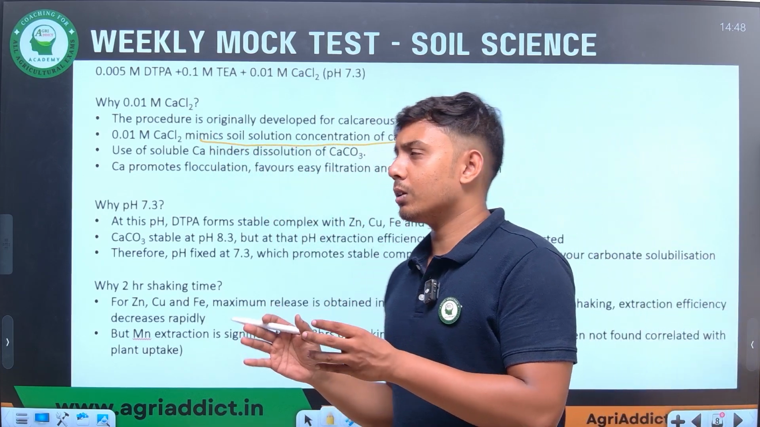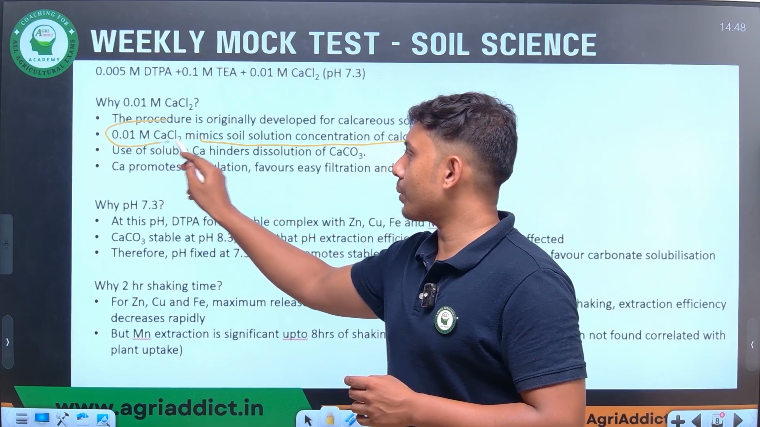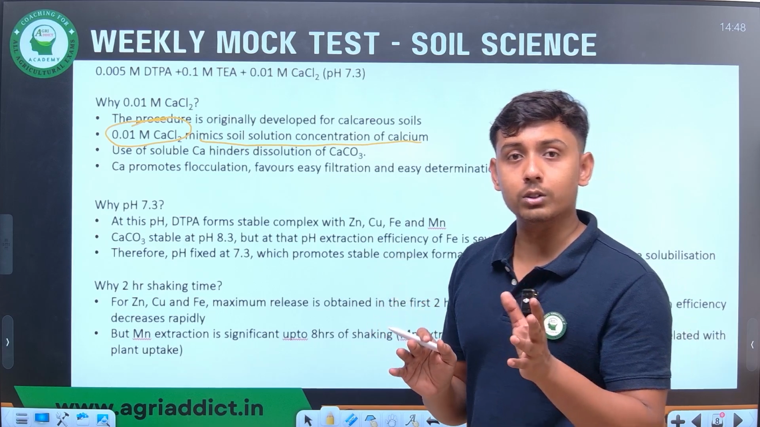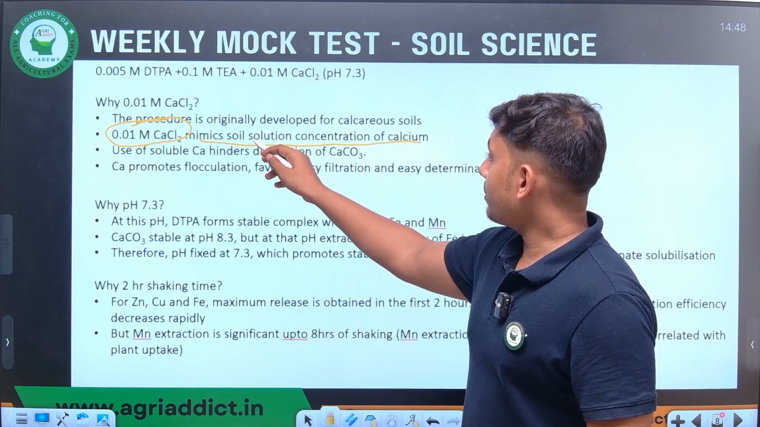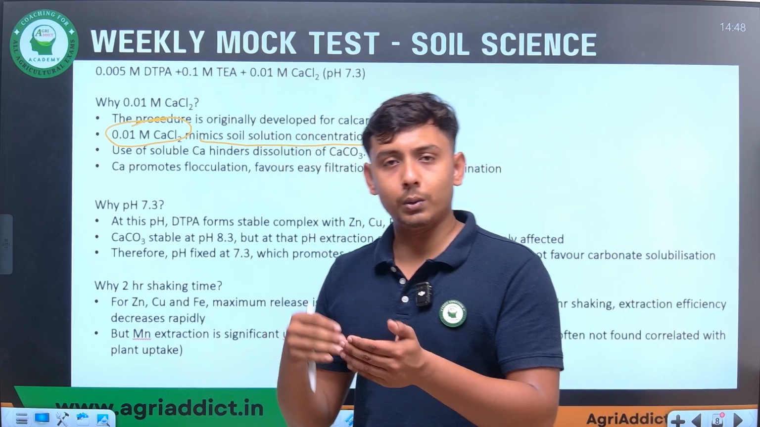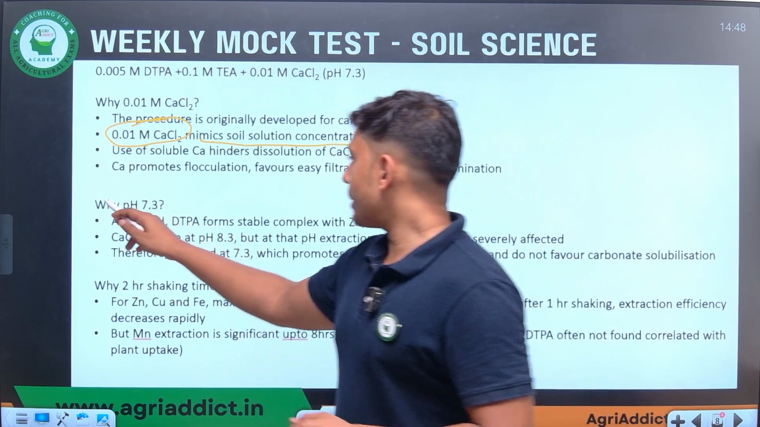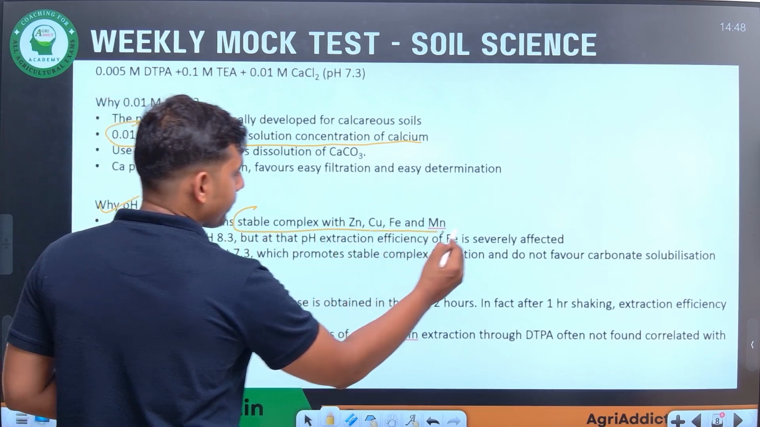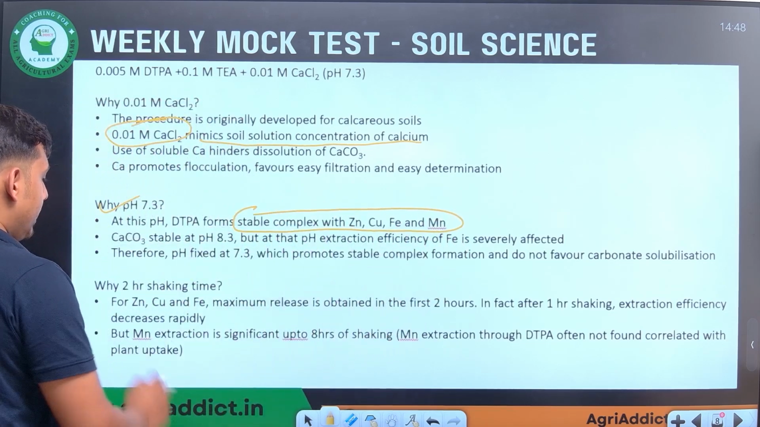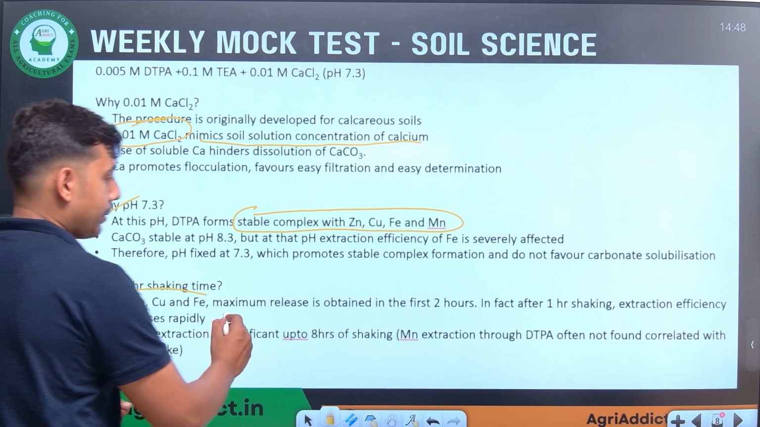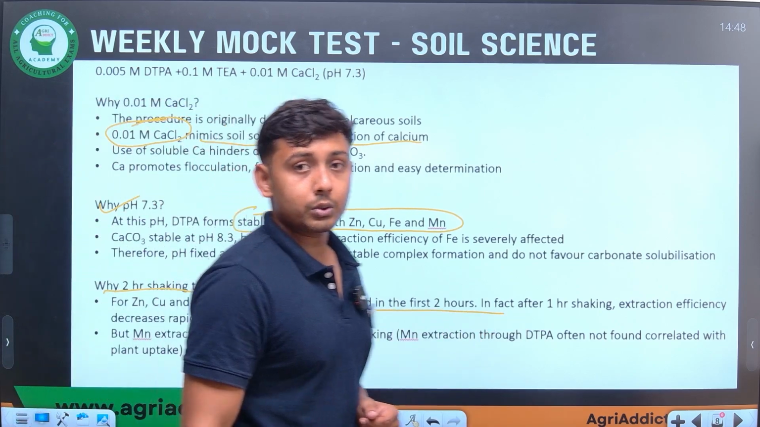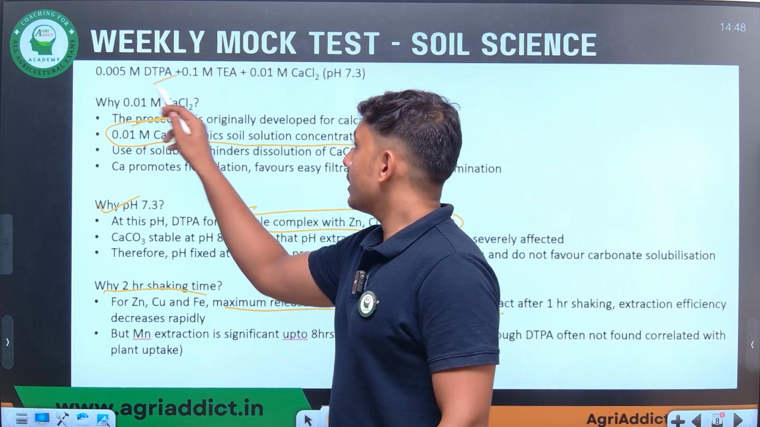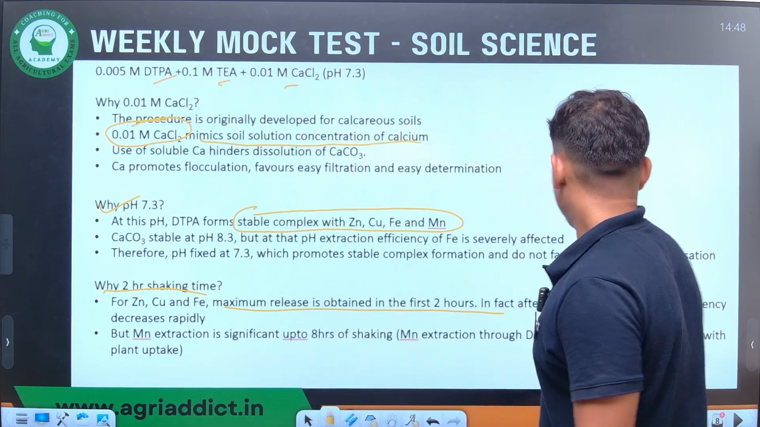So calcium in the soil solution, we assume that it has 0.01 molar calcium present in the soil solution. So for that, it can mimic the soil solution. So the background solution will be like soil. And why 7.3? Exactly at that pH, stable complexes form. This is the reason. And 2-hour shaking is done because the maximum release is obtained in the first 2 hours. So these are the reasons for these extraction components, that is DTPA, TEA and calcium chloride.